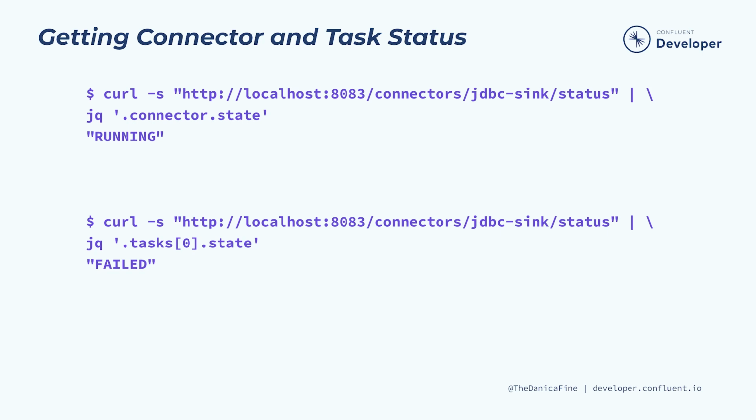You might start by using curl to get the status of the connector instance and its tasks. Here, we see what was represented in the previous diagram. The connector instance status is running, while the task status is failed. But why did it fail? We need more details about this in order to identify what caused the failure.